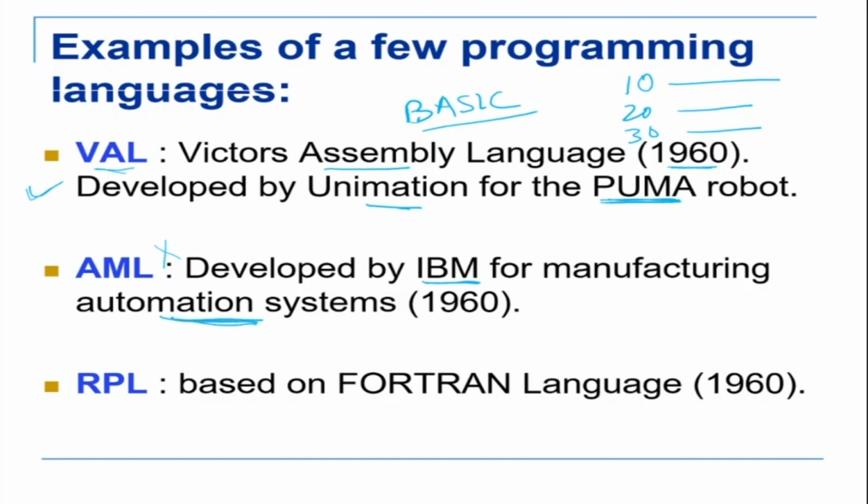Now the third language that was there was RPL, and RPL is based on the Fortran language. This is also 1960s. Most of the companies which were using RPL have since closed down. So AML, RPL, these languages are no more there. In fact, the company Unimation has also closed down, and it has been bought over by Kawasaki. So Kawasaki is the one that makes the Puma robot now, although it is not in production anymore. So the only surviving language is VAL, and we will look at VAL 2.